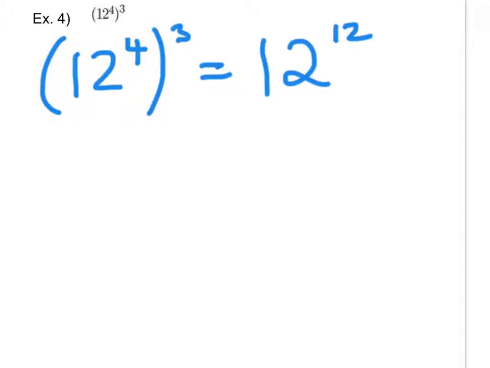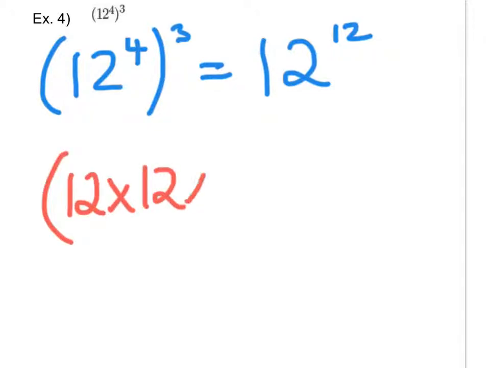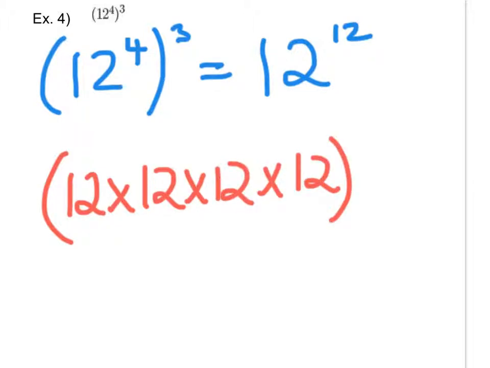But if you work it out, if you expand it like I'm going to do in red, well, 12 to the power of 4 is 12 by 12 by 12 by 12. And it turns out, look, to the power of 3 means we're going to have that multiplied by itself 3 times. Okay, so we're going to have this times itself again, which means we're going to have a string of 12 12s being multiplied. And that's why we get what we get.